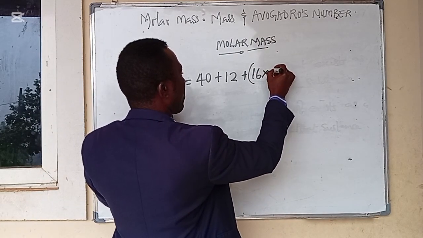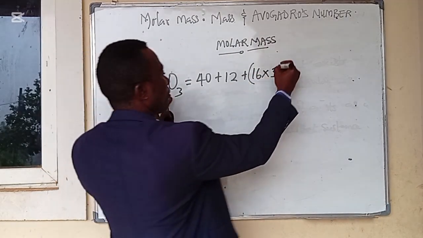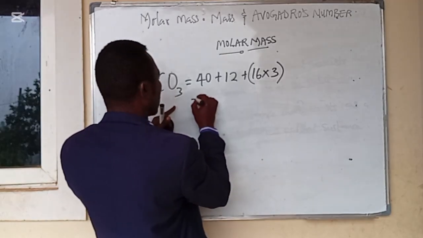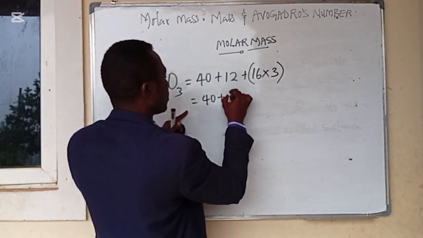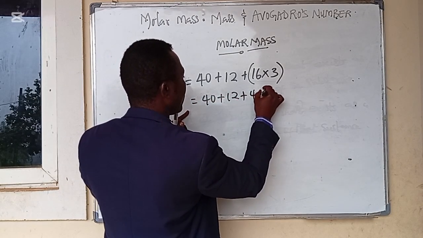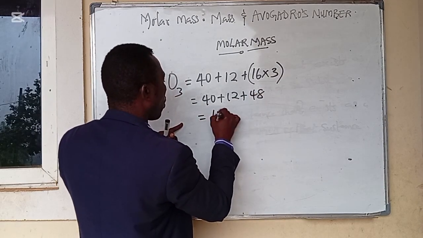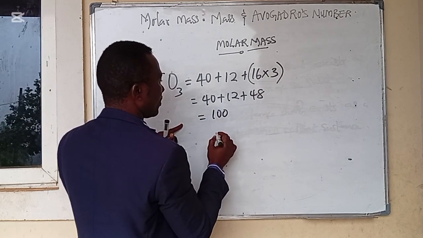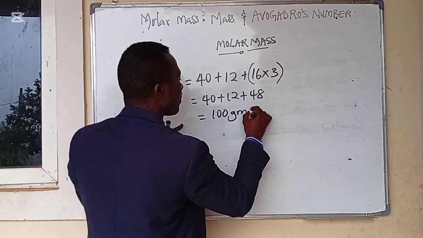16 multiplied by 3, because oxygen is 16 multiplied by 3. That will give us what? 40 plus 12 plus 48. And that will give us what? 100. The unit is gram per mole.